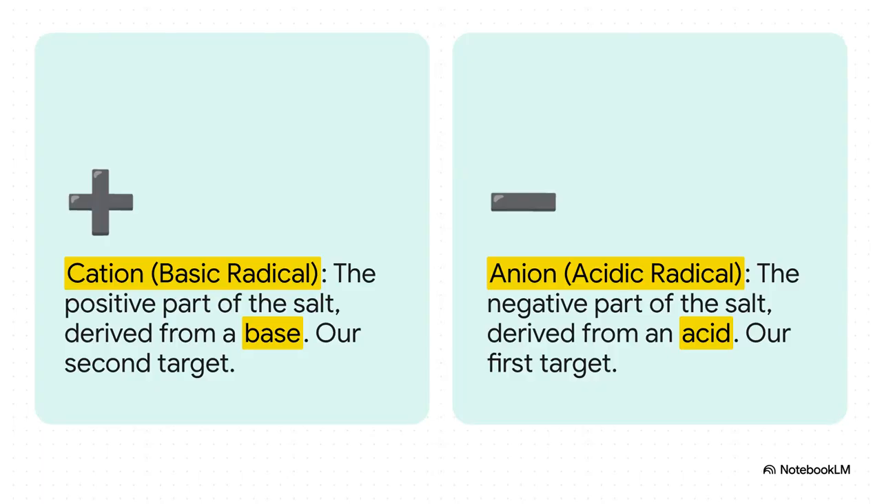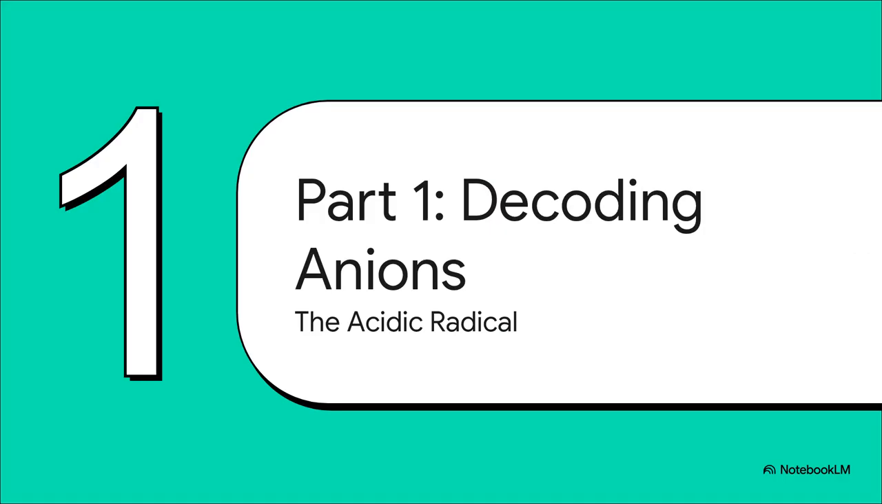Okay, so let's break down our targets. The cation is also called the basic radical, because it comes from a base. The anion, that's the acidic radical, since it comes from an acid. And here's the key rule for our investigation. We always go after the anion first. All right, detective, let's get this investigation started.